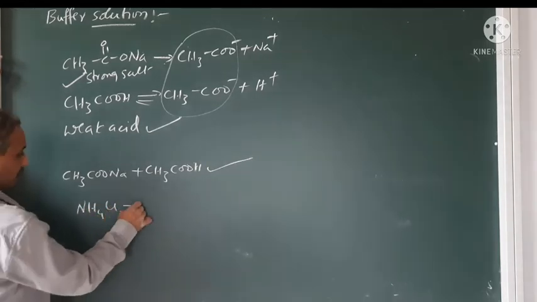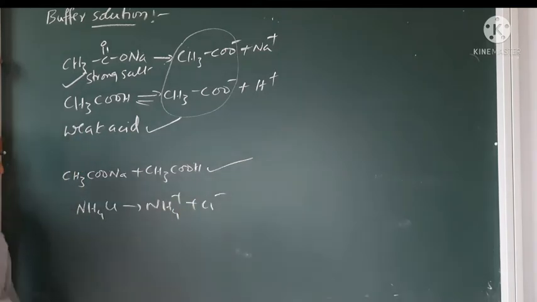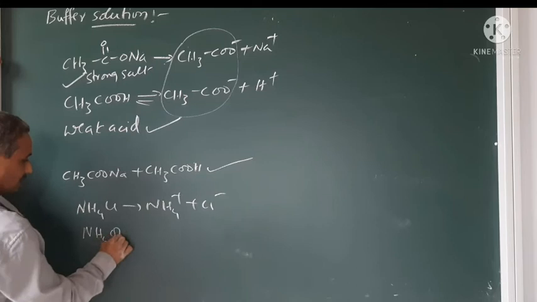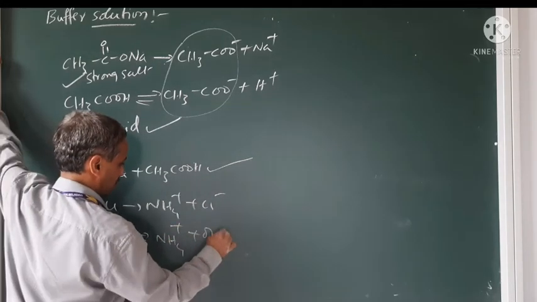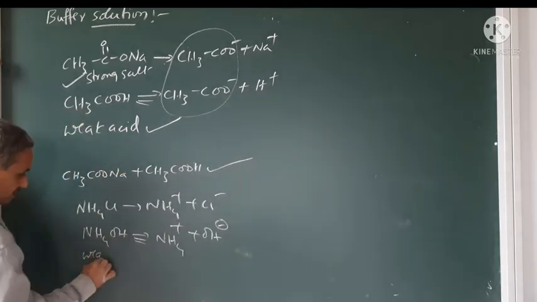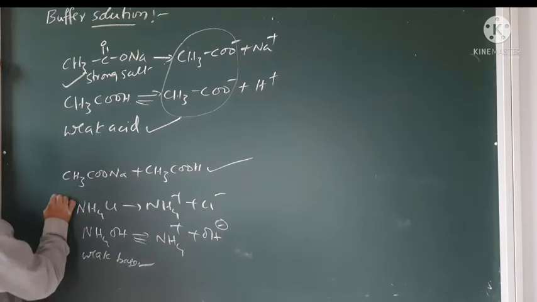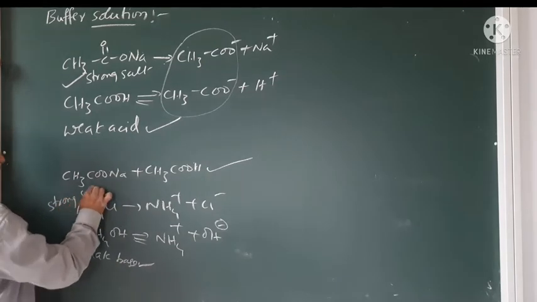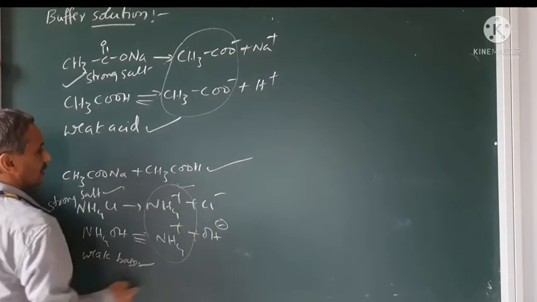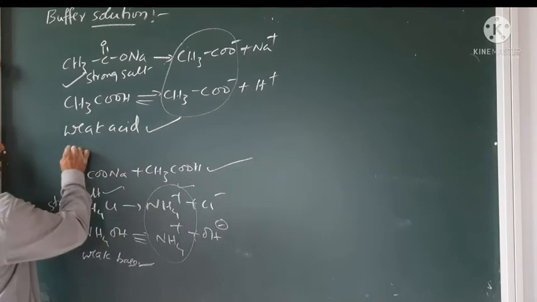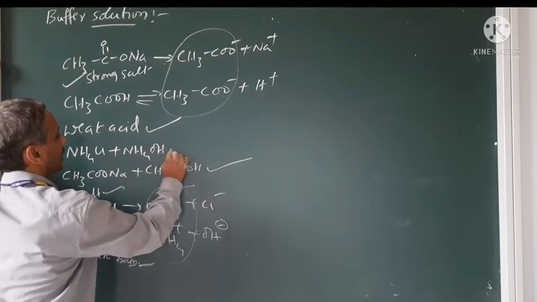Ammonium chloride gives NH4+ and Cl-. Ammonium hydroxide gives NH4+ and OH-. Weak base, satisfied. Strong salt, satisfied. Common ion, satisfied. Means ammonium chloride, ammonium hydroxide mixture can act as a buffer.